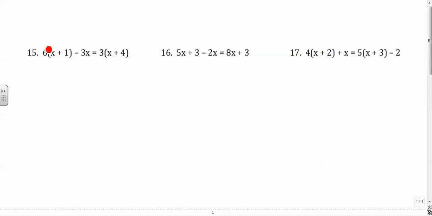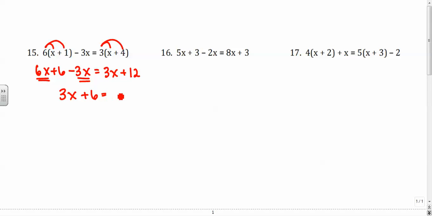So number 15, we're going to start out by distributing the 6, and then we'll distribute the 3, so I'm going to go ahead and draw those in. So I have 6x plus 6, and then the minus 3x equals, on the other side, 3 times x, and 3 times 4, which is 12. Now, if you look on the left side, when I distribute, I've got some like terms to combine. So I'm going to go ahead and do the 6x minus the 3x and get 3x's. And then plus 6 equals 3x plus 12.